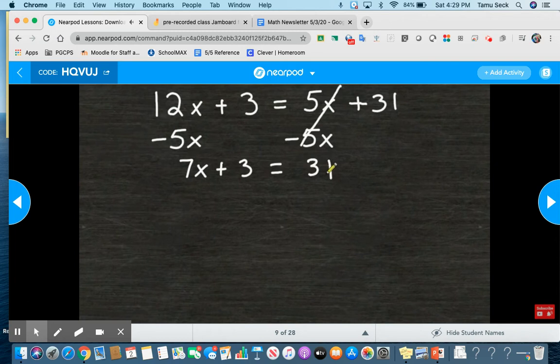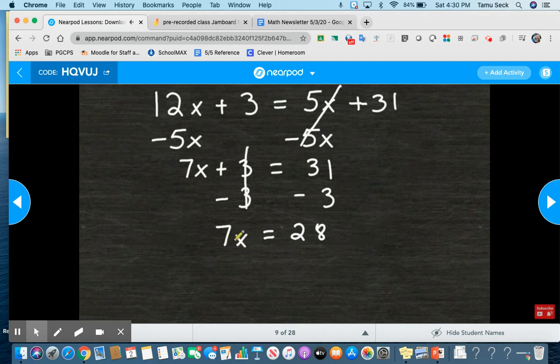The next thing that we are going to do is eliminate the plus 3 on the left-hand side by doing the opposite, which is to take away 3. Opposite integers will cancel each other out to be 0. To balance our equation, we have to subtract 3 from the other side. And 31 take away 3 is 28. And on the left-hand side, we still have 7 times x remaining.